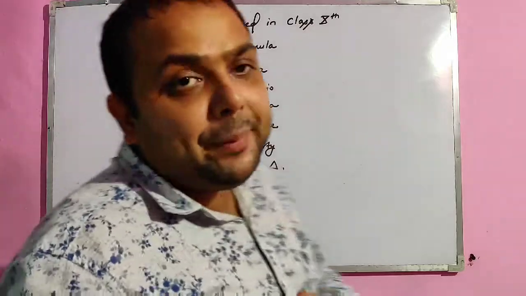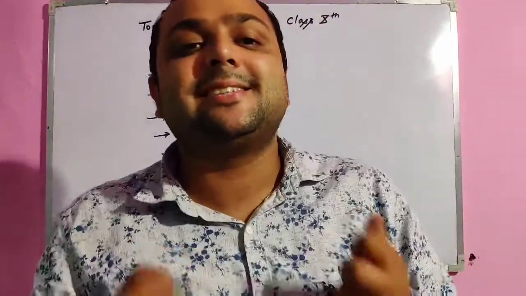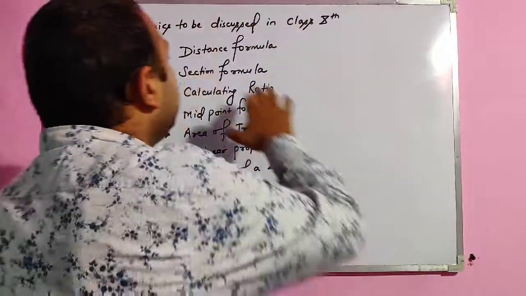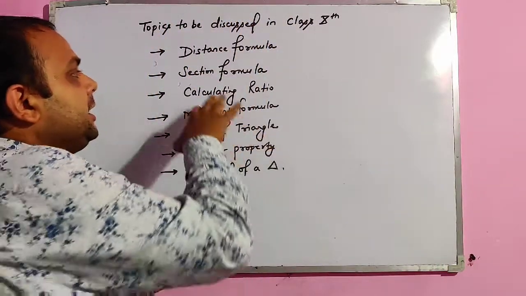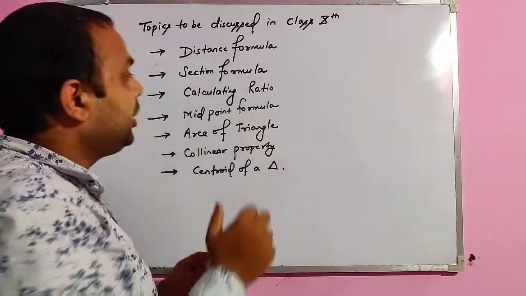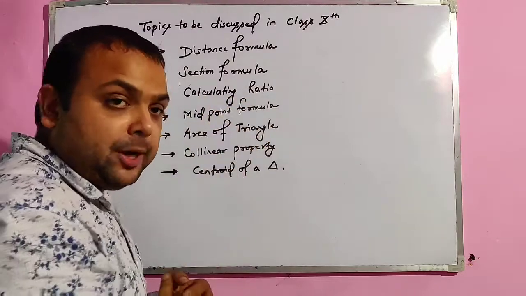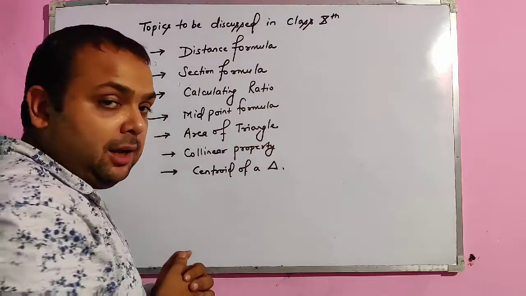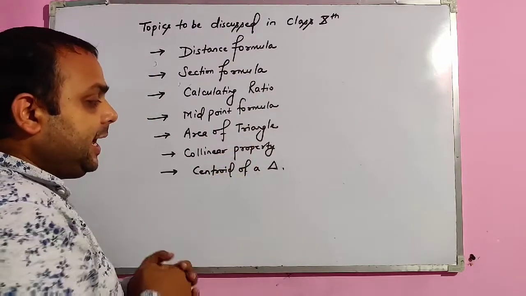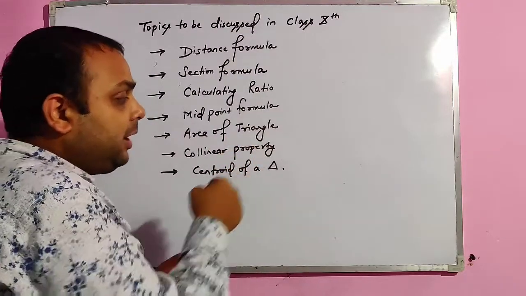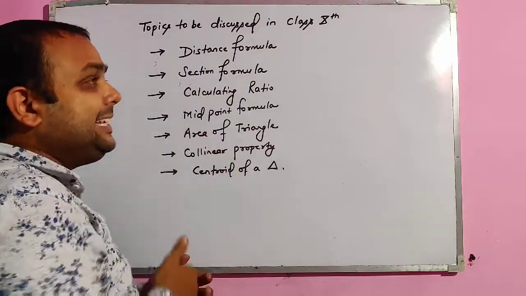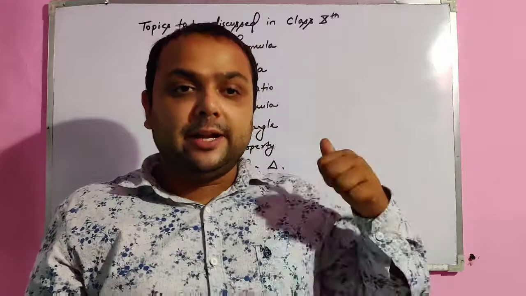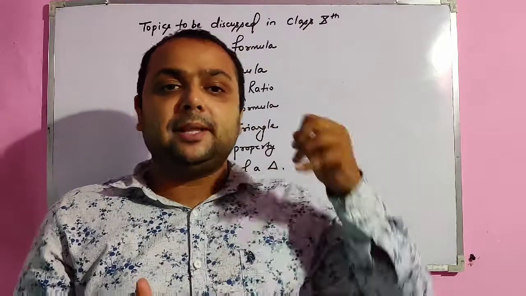The topics that we are going to discuss in class 10th related to coordinate geometry are: the first is the distance formula, the second is the section formula, the third is calculating the ratio, the fourth is the midpoint formula, the fifth is the area of a triangle, the next is the collinear property, and the next is the centroid of a triangle. We have to study all these concepts in coordinate geometry. So we will deal with them one by one, step by step.